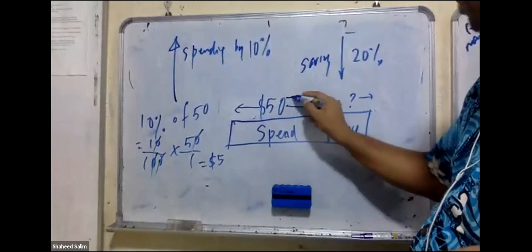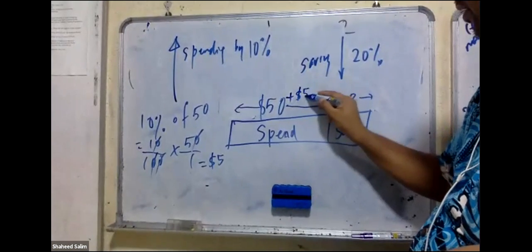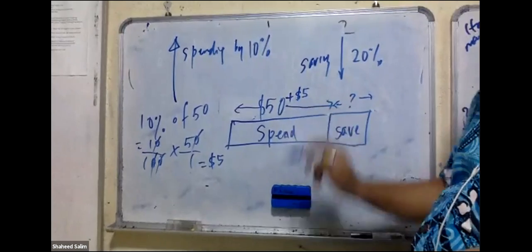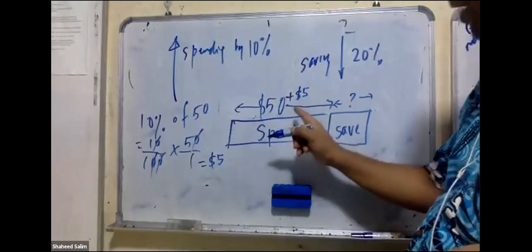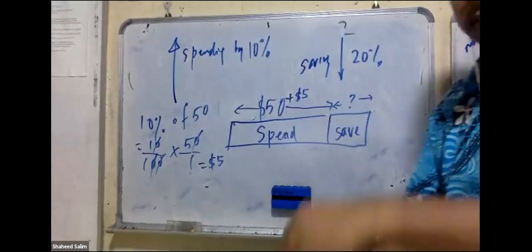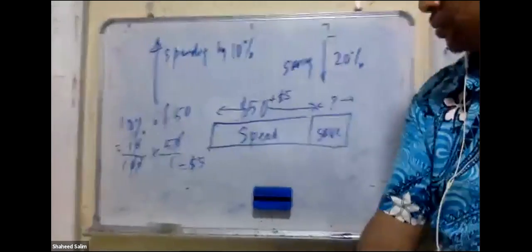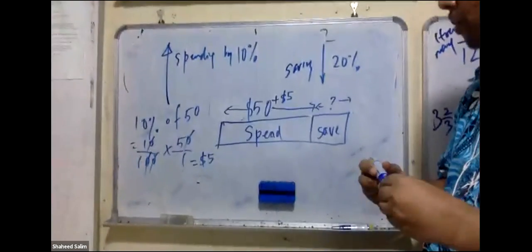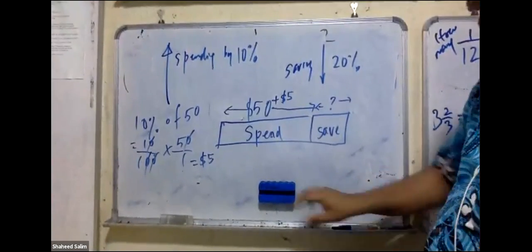So if he increases by $5, it becomes 55. Increase by $5, the savings will go down by 20%. Now, how to explain this to you? I'm going to draw by model method, okay?